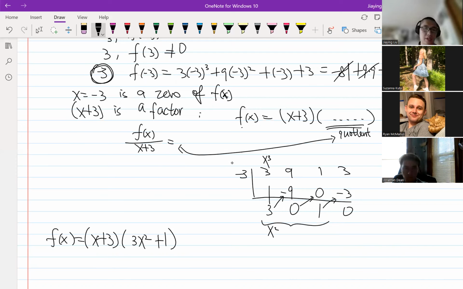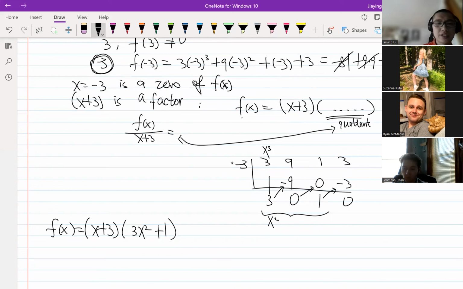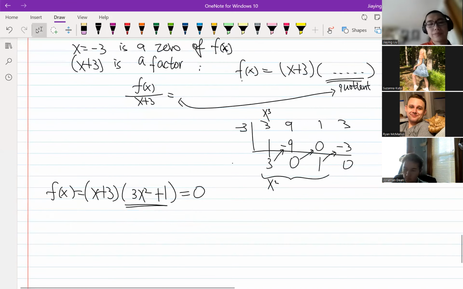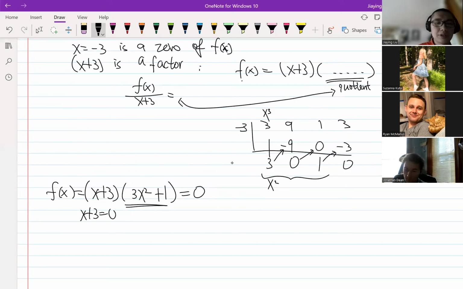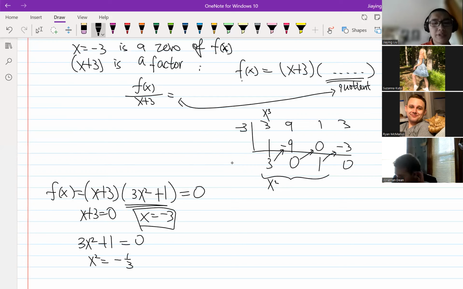Can we factor the second parentheses? It turns out that no, we cannot factor the second factor here, but we can still solve for zeros, right? So we set this equal to 0. We get x plus 3 equals 0, which is x equals -3. We already know this 0 from the trial and error. And then we have the second expression, 3x squared plus 1 equals 0. So move the 1 to the right side and divide by 3, so we get x squared equals -1/3.